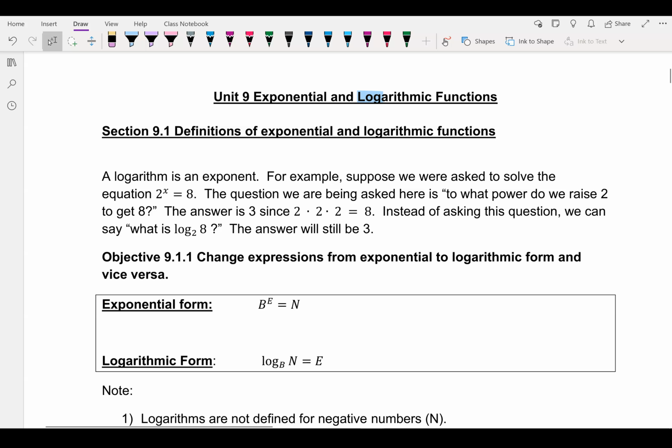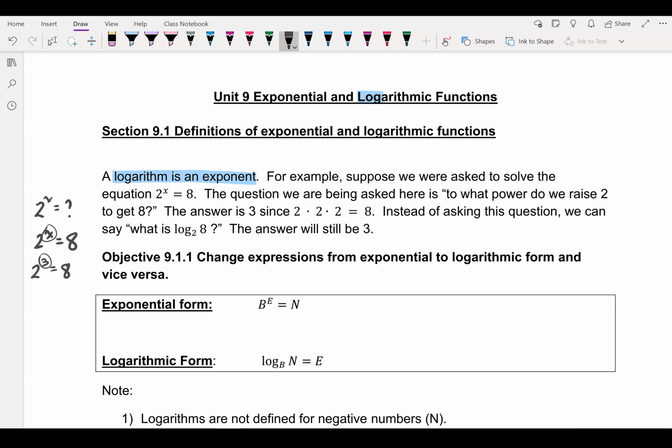Let's get started. So first of all, a logarithm, what the heck is that? A logarithm is an exponent. It's just another way of writing exponents. So for example, if we're asked to solve the equation 2 to the power of x is 8, or the question, to what power do we raise 2 to get 8? Well, if we know that 2 to the power of something is 8, it's a way of finding that mysterious value. And of course, you should be able to figure out that that's 3. So the answer is 3 because 2 times 2 times 2 is 8, or 2 cubed is 8.